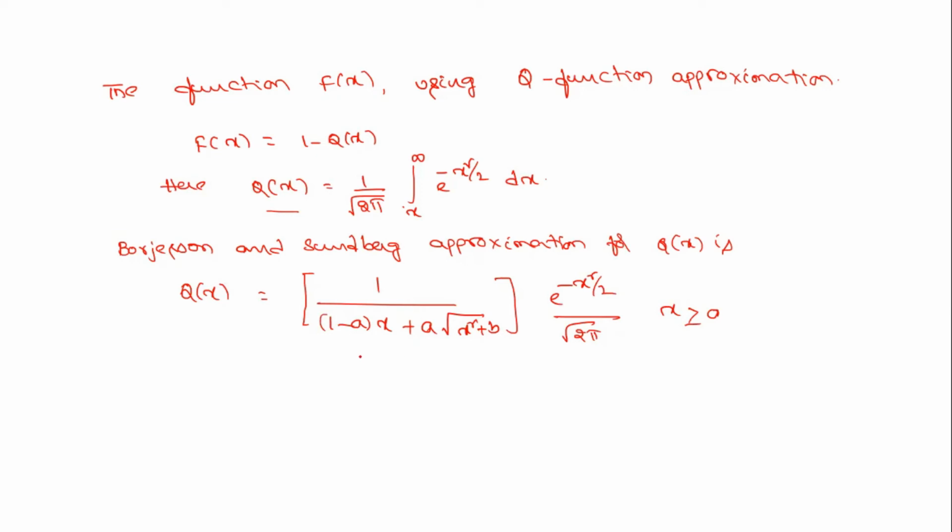Here a and b are real constants. This approximation has been found to give minimum absolute relative error for any x greater than or equal to 0 when a is equal to 0.339 and b is equal to 5.510.